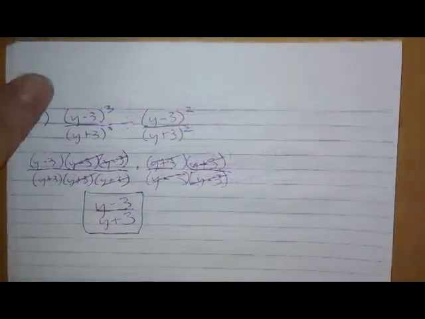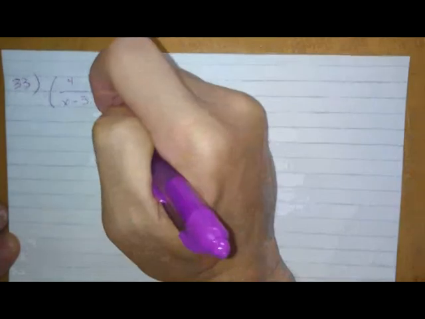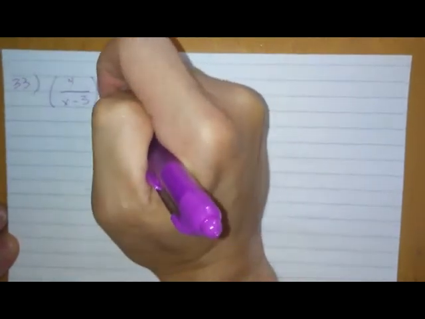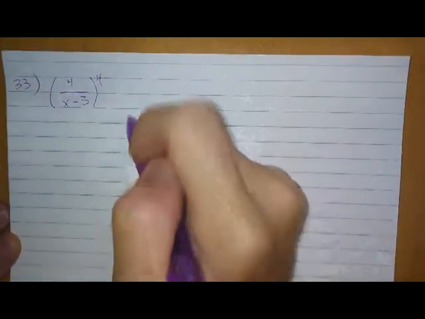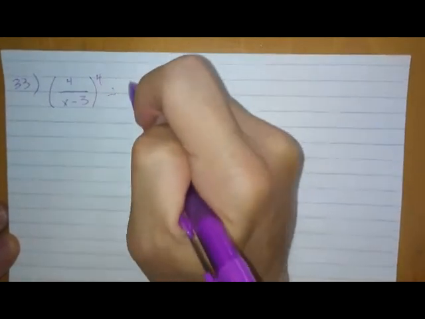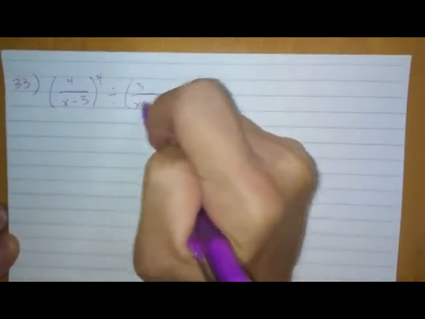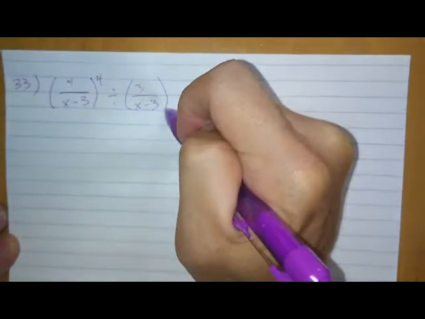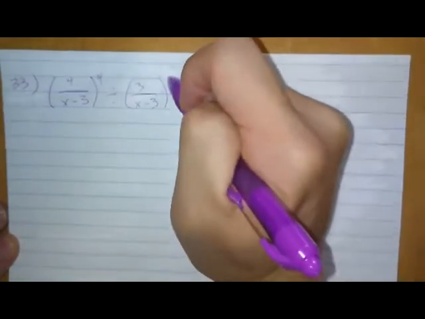Number 33. Says, I'm going to use x again. 4 over x minus 3 to the fourth divided by 3 over x minus 3 to the fifth.